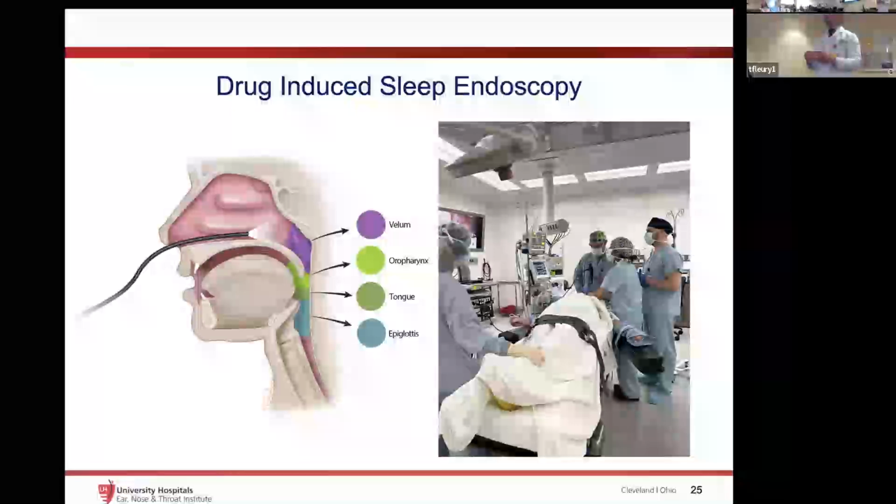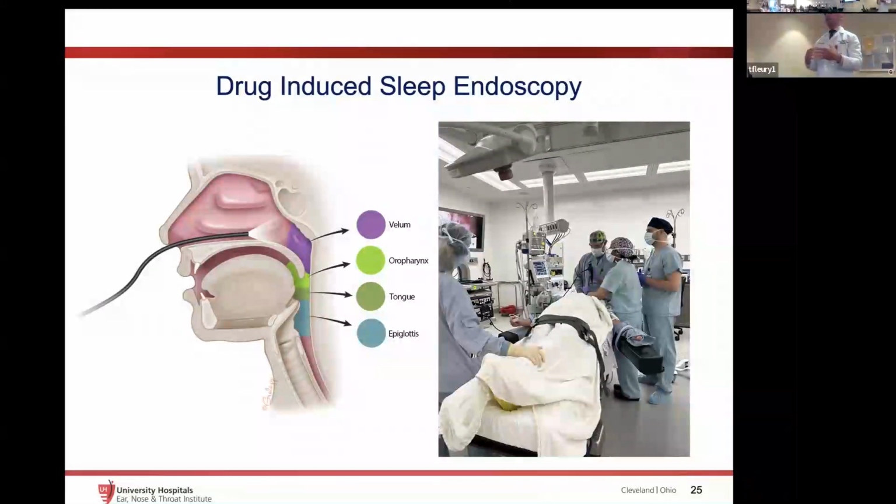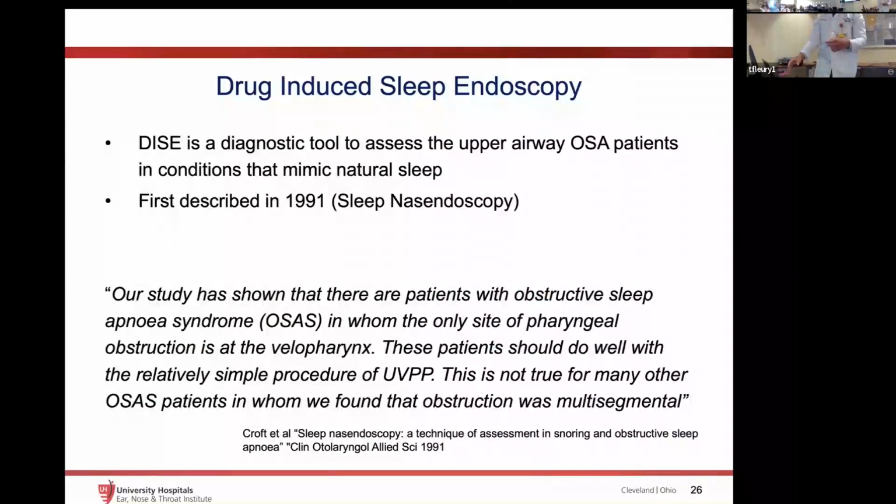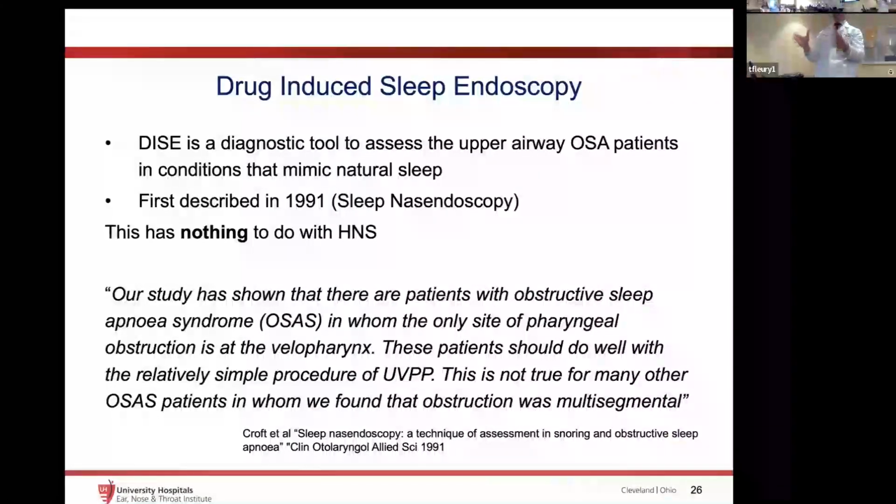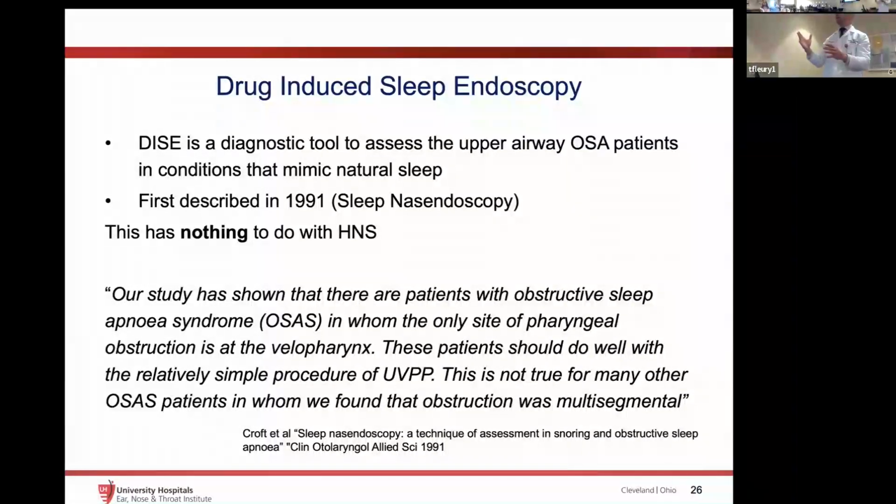Very interesting exam that provides us a lot of information on how the airway is behaving, because everything we talked about is static, right? We're looking at septum, we're looking at palate, but now let's see, once the patient is in sleep, how this anatomy will behave. I really like making this point because sleep endoscopy has nothing to do with stimulation, right? Every now and then, residents will say, "Oh, I thought this was because of Inspire." I'm like, no, this is way before Inspire.